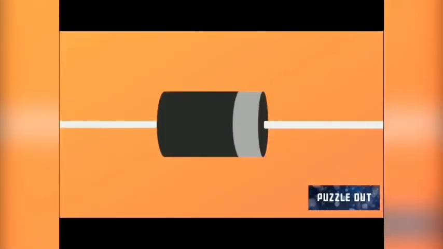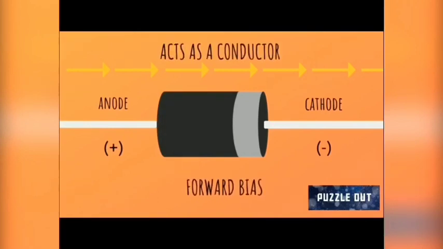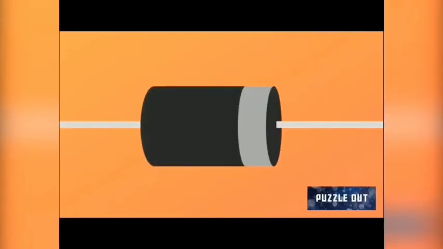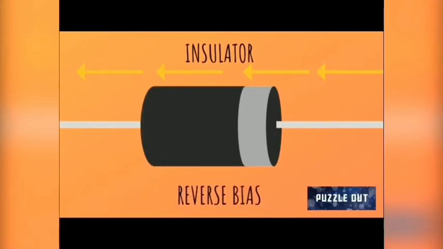In a diode, the silver band represents the cathode. So when we supply current from anode to cathode, it acts as a conductor by allowing current to flow through it. This is called forward bias. Similarly, when current is supplied from cathode to anode, it acts like an insulator. This is called reverse bias.